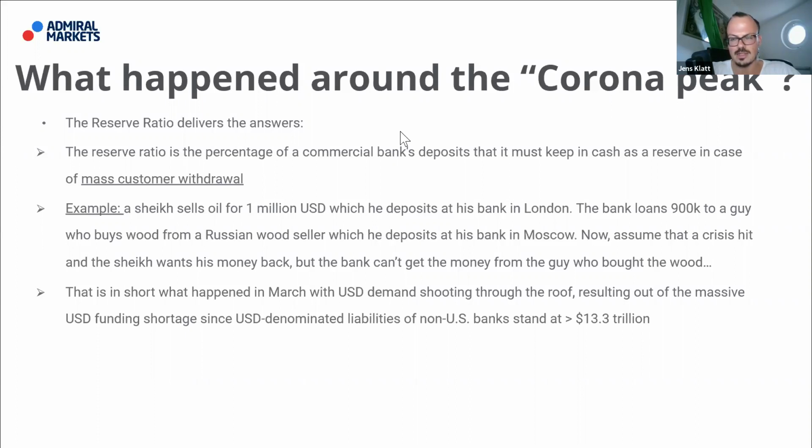So the Fed had a balance sheet at the beginning of the crisis, mid-February, of 4.5 trillion USD, in fact. So 4.5 multiplied by 3 delivers 3.3 trillion USD of outstanding USD-denominated liabilities of non-US banks, in fact. That's one of the reasons why the news of cutting rates wasn't that interesting.